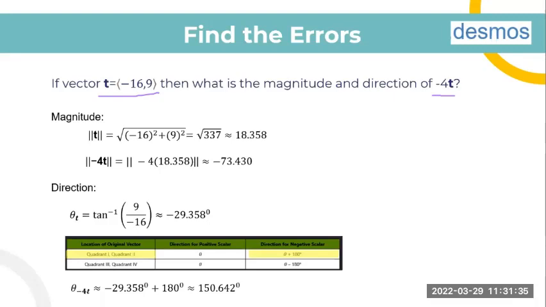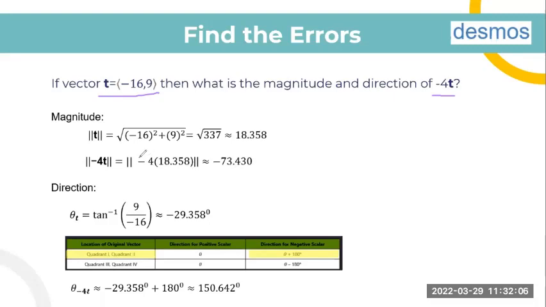All right, Zachary, what did you find? Magnitude shall never be negative. So when you multiply negative 4t times the magnitude, -4 shall be turned to +4, so it'll just be positive 73.43. Good. Very nice job.